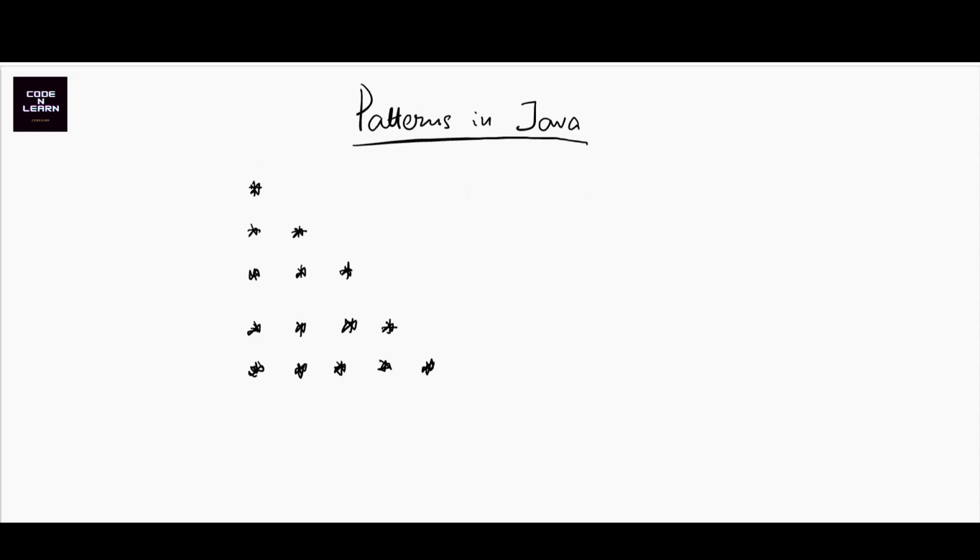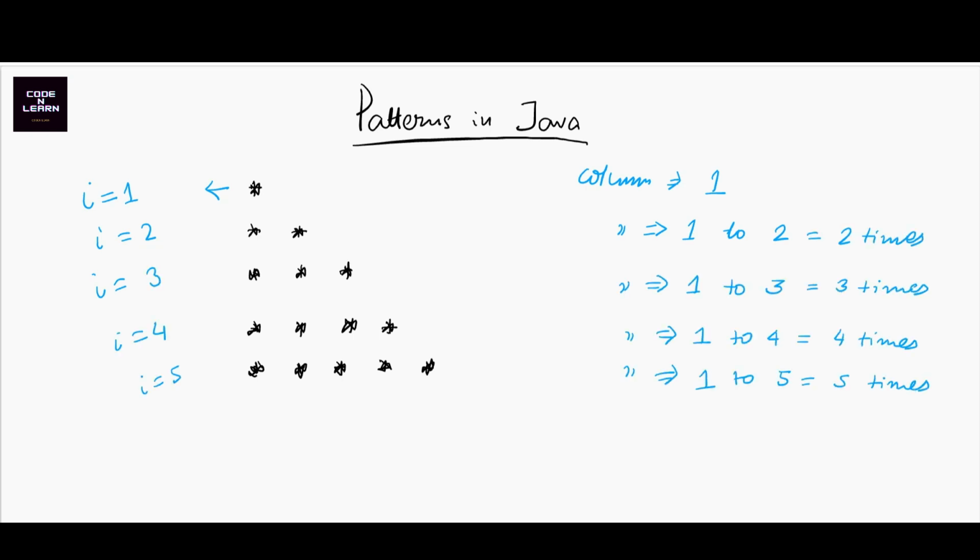So let's see how to solve this pattern in a more refined way. In patterns, we represent the row with i and the column with j. For i equal to 1, that means the first row, the column is only 1, so the star gets printed only once. For i equal to 2, the loop will execute 1 to 2, that means 2 times. For i equal to 3, the loop will execute 1 to 3, that means 3 times. This will go on up to row number 5, where for i equal to 5, the loop will execute 1 to 5.